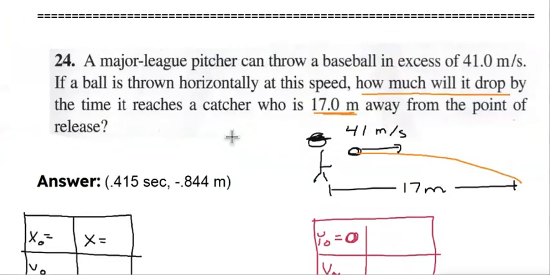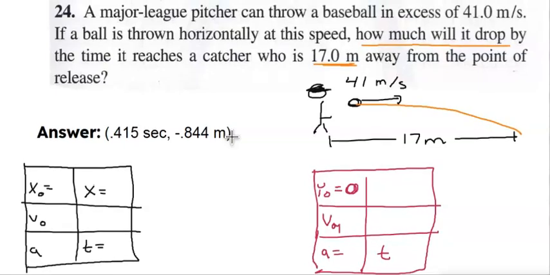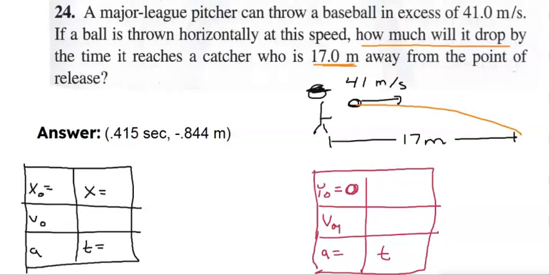All right, question 24 is about a Major League Baseball player. I don't know why they said "in excess." They're just trying to impress you. Clearly you need a number to do the problem, so 41. And how much will it drop? So they want you to find this distance here by the time it reaches the catcher, who's 17 meters away.